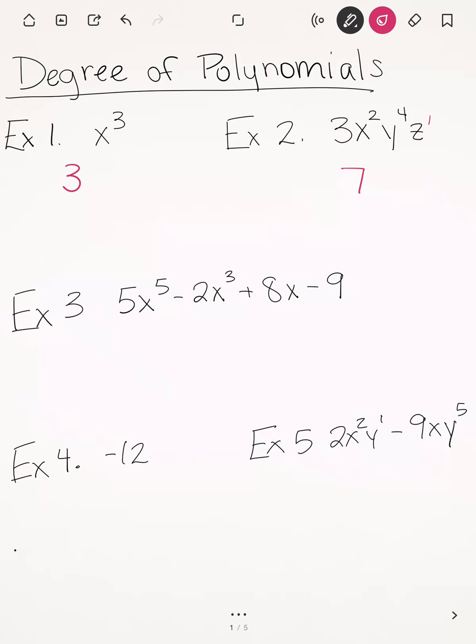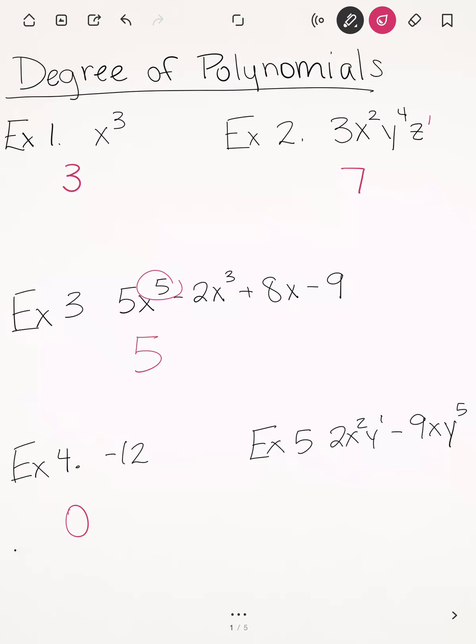Looking at example 3, I have a polynomial that has 4 different terms. I'm looking for the biggest exponent. My biggest exponent is 5, which means this is a degree of 5. Okay, if I look at example 4, I just have negative 12. I don't have a variable. Since I have no variable, my degree is 0.